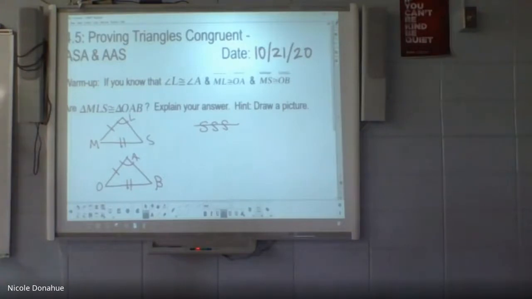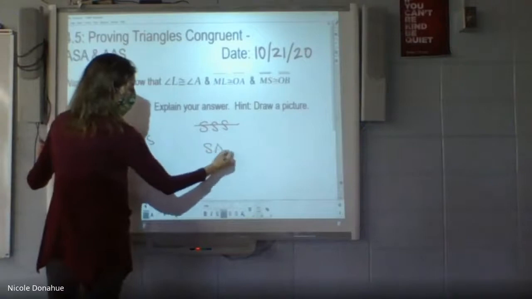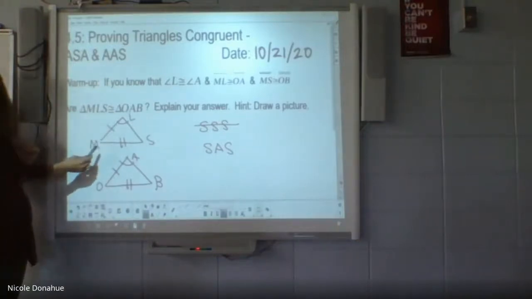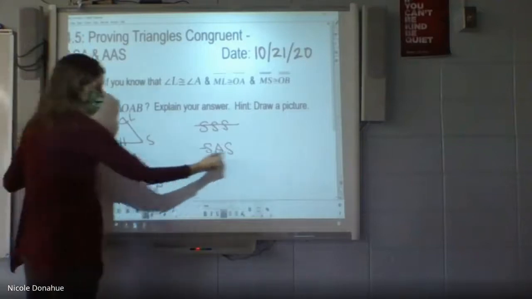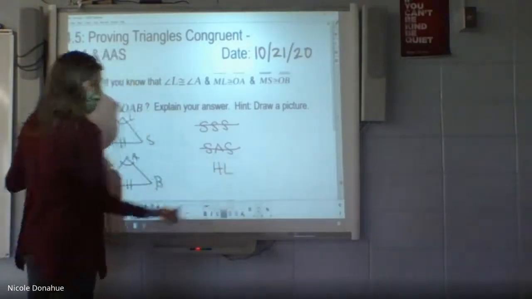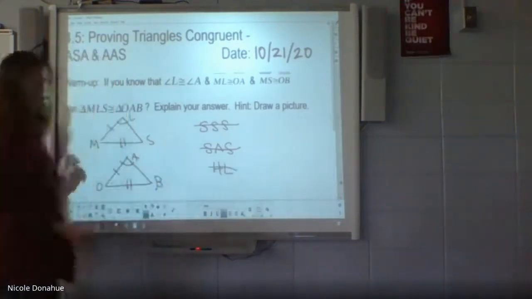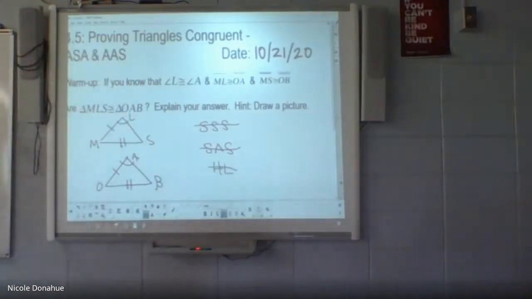What other rules do we have? Yep. Side, angle, side. Okay. The fact that it's written in that order, what does that tell us about the angle? It should be in the middle of the two sides. Is this angle in the middle of those two sides? No, we're out. Hypotenuse leg. It's not a 90-degree angle that we know about, so that one doesn't work. We don't have any other rules that have two sides.